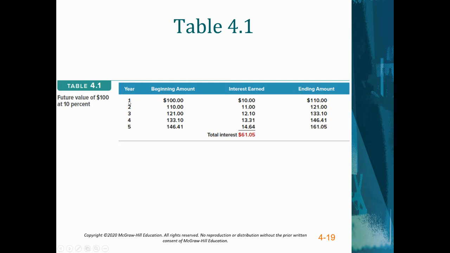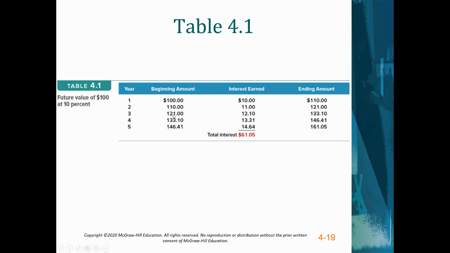Here we have that same thing. Basically, we're earning 10% a year. So I have $100. That first year, I earn $10 in interest, and I get $110 at the end of the period. Then I'll have $110 at the beginning of the period. I'll earn interest on that, which will be $11. I'll make $121 at the end of the first period.